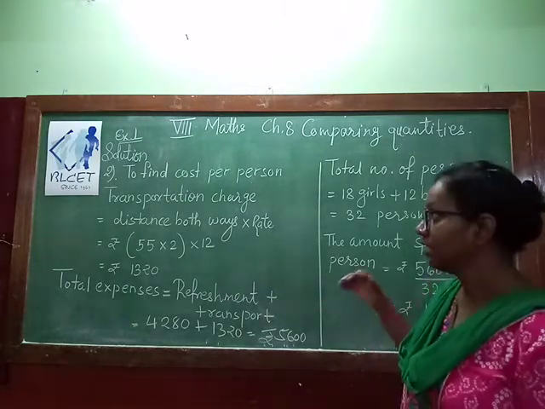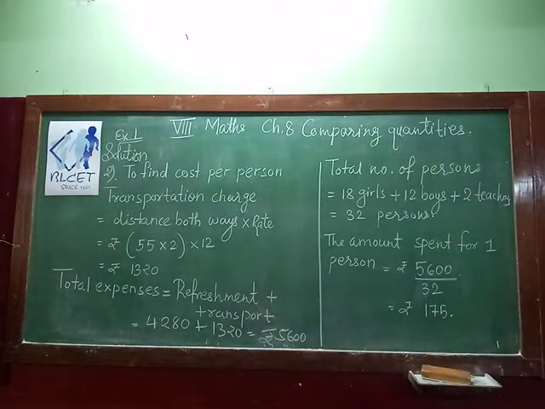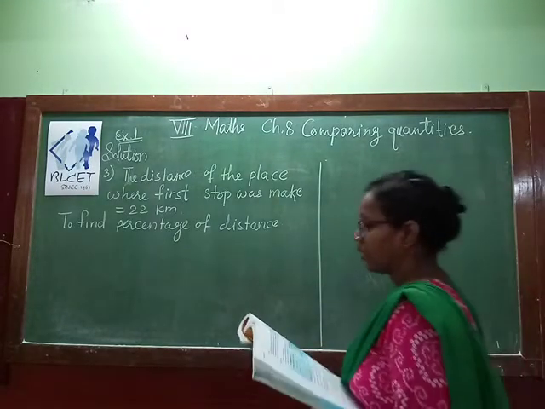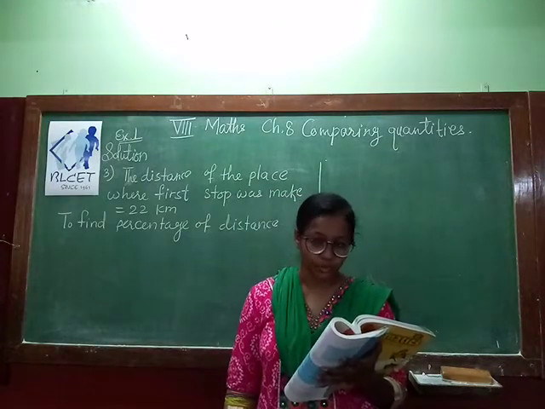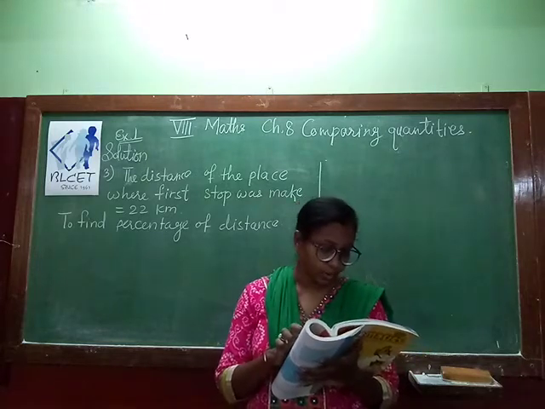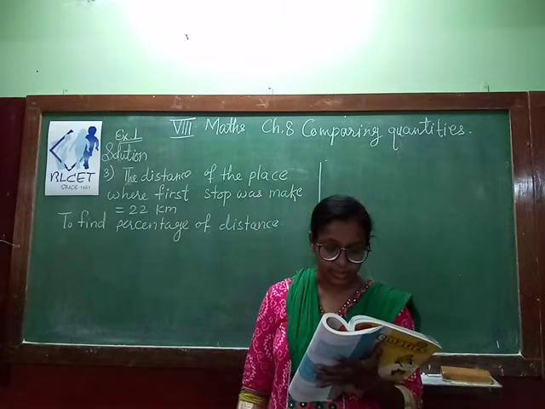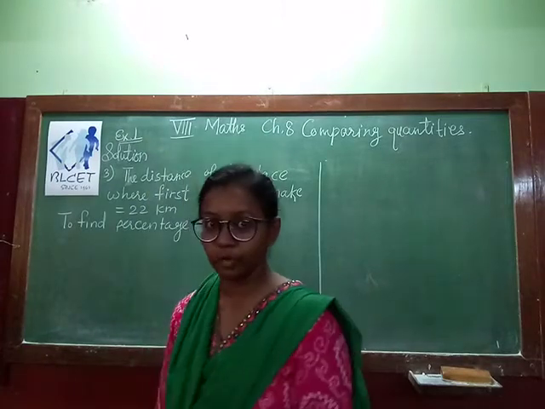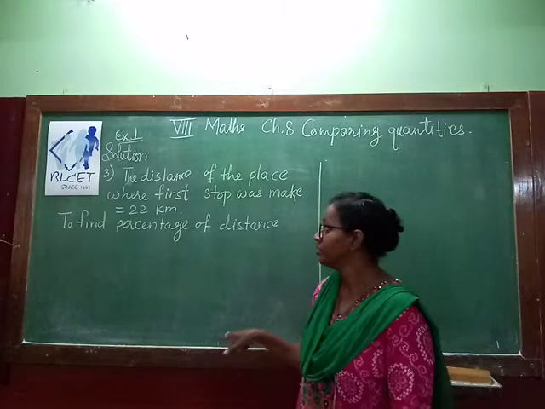So this way we can solve the second part of the question. Move on to the third part. See the third part of the question. The question is, if their first stop is at a place 22 km from the school, what percent of the total distance of 55 km is this, and what percent of the distance is left to be covered? So we have to find the percentage for 22 km and the percentage for whatever kilometers are left. So what we have to do?